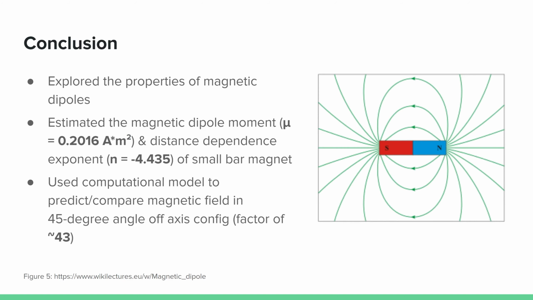In conclusion, in this lab, we explored the properties of magnetic dipoles, and used those observations to estimate the magnetic dipole moment and distance dependence exponent of a small bar magnet. In addition, we used a computational model and compared its predicted values for the strength of a magnetic field in an off-axis configuration to observed experimental values.